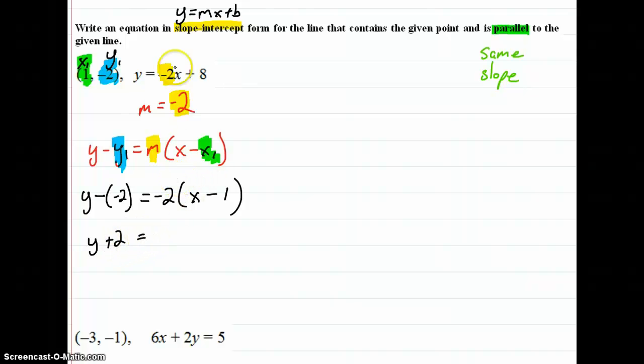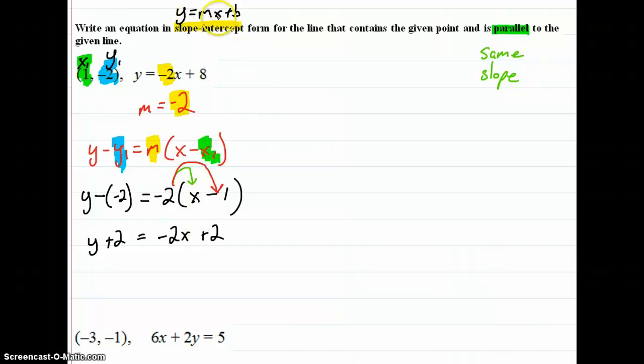And now over here, we're going to distribute. So we're going to take this negative and distribute it in. Negative 2 times x gives us negative 2x. And negative 2 times minus 1, we'll treat this as a negative 1. So a negative times a negative gives us a positive 2.